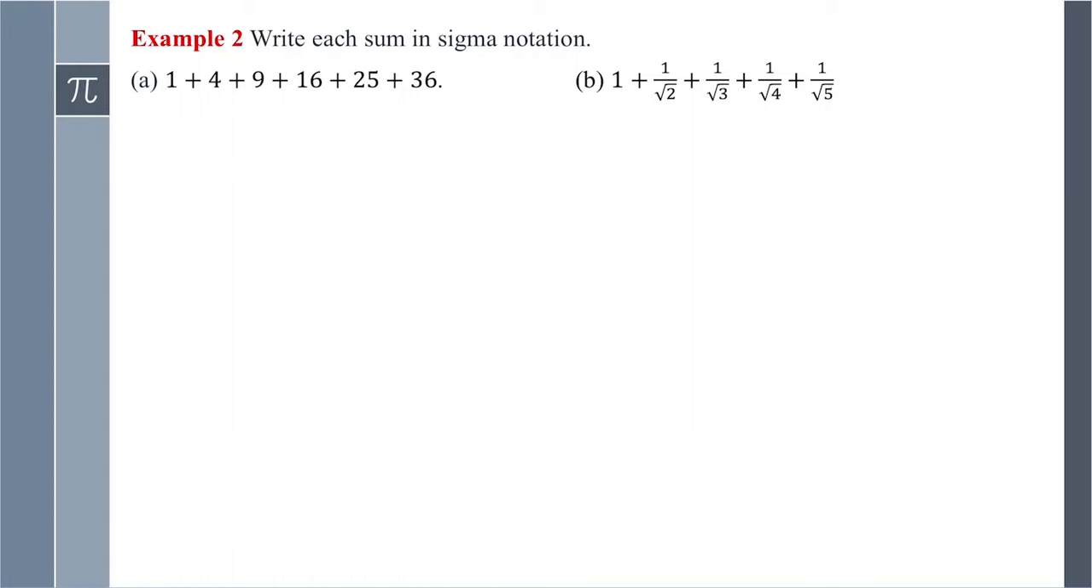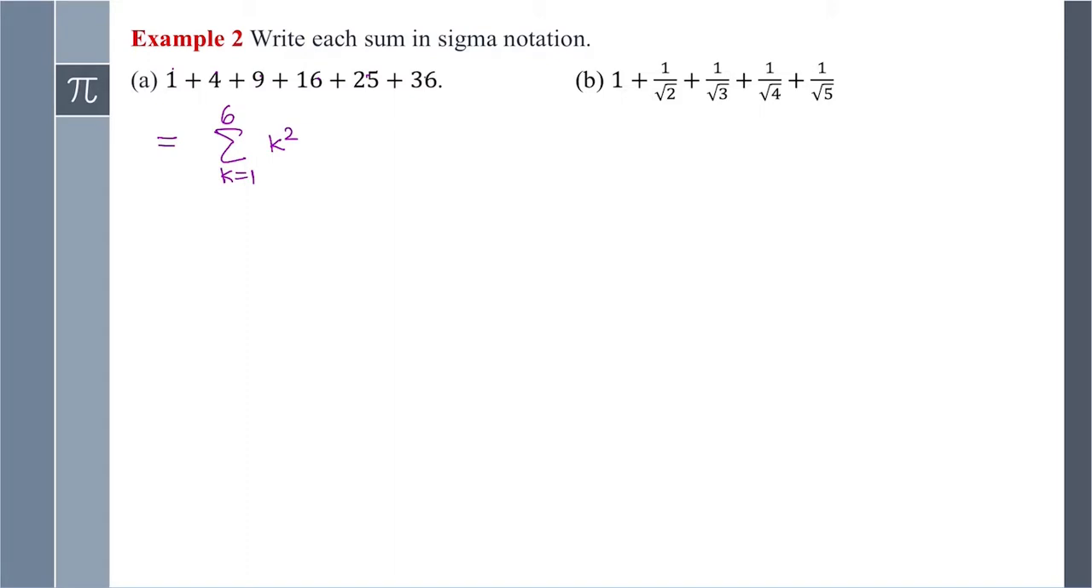If you look over here, we have 1, 4, 9, 16, 25, and 36. So 1 is 1 squared, 4 is 2 squared, 9 is 3 squared, 16 is 4 squared, and it keeps going on. So this looks like the sum of k squared. This equals the sigma notation, and we start with k equals 1, because we start with 1 squared. Then it's 1 squared, 2 squared, 3, 4, 5, 6 squared, so we go all the way to 6, and then we write k squared.